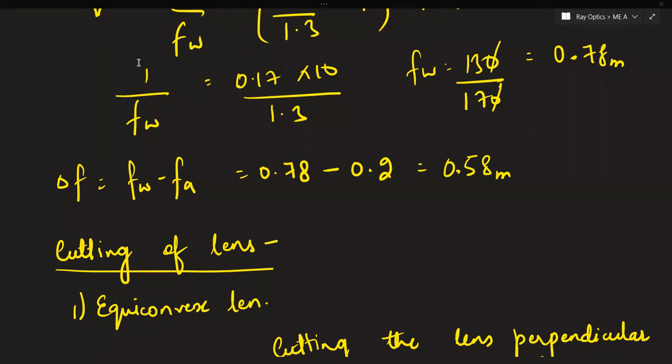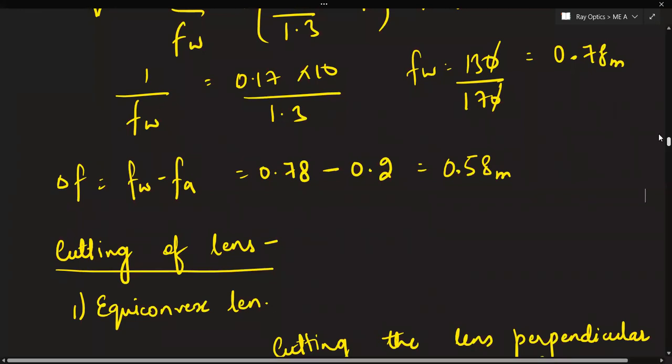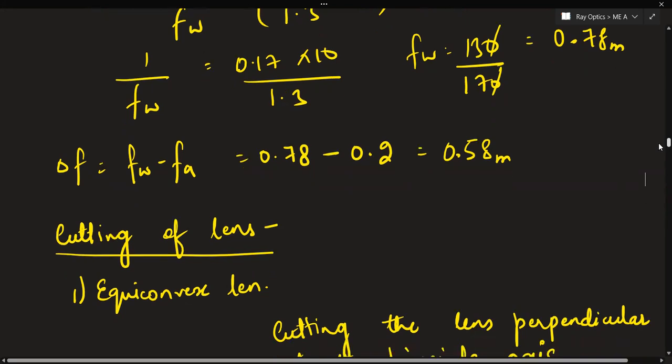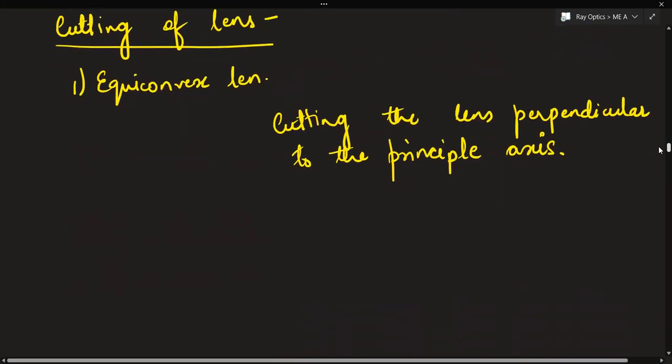One is based on if we cut the lens. Second is how to convert a diverging lens into converging, converging into diverging, those types. So firstly, let us see cutting of lens. Cutting of lens will come. You'll have to explain it properly.